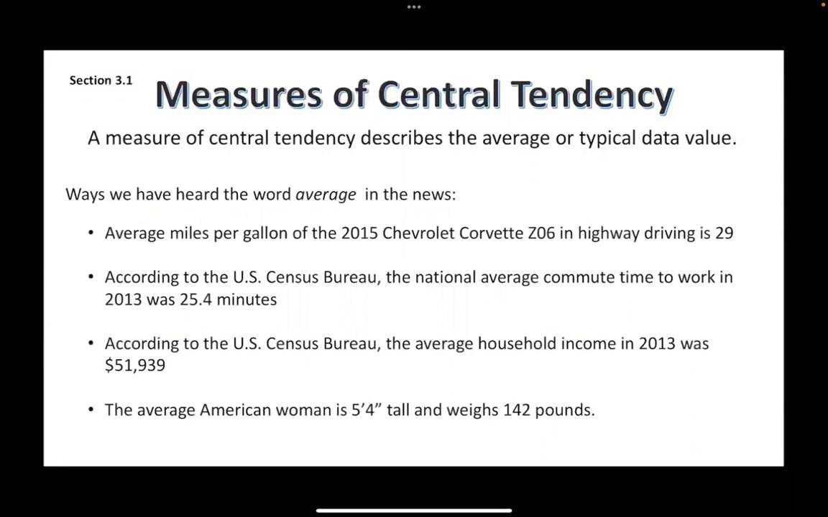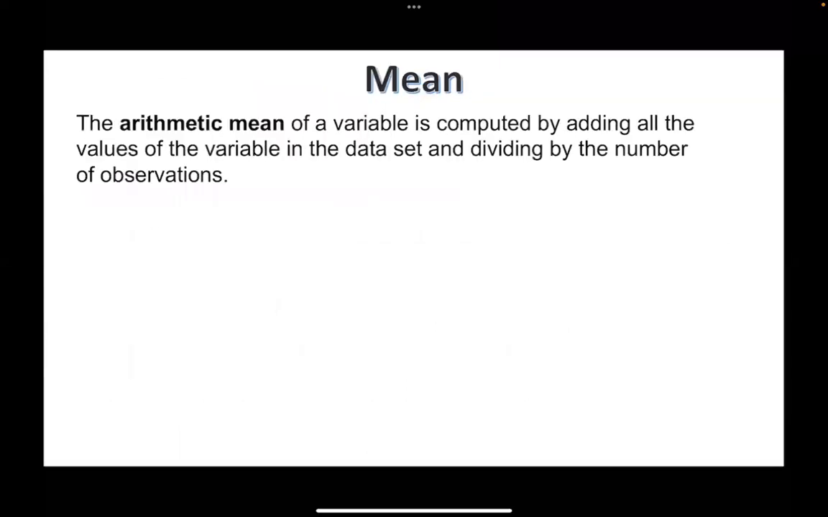So when we hear the word average, we think of things like average miles per gallon, national average commute to work, average household income, average height of American woman. I don't know if that's really 5'4" though. Seems awfully short for the average height of American women, but I don't know. But I'm only 5'2", so no matter what, I'm below average. So these are different ways that we hear average in our day-to-day lives.